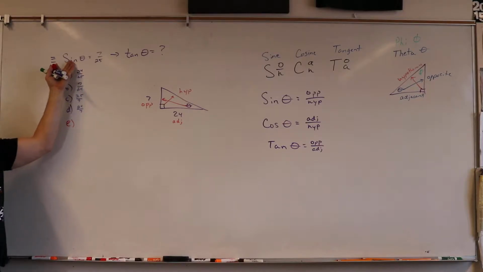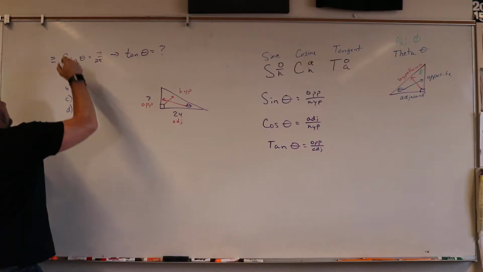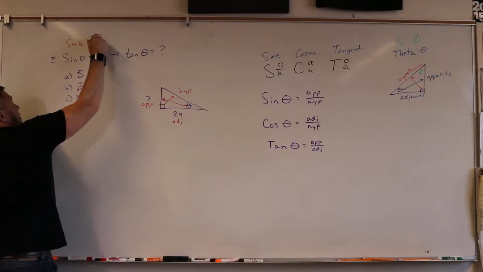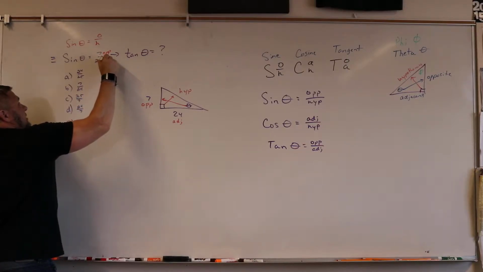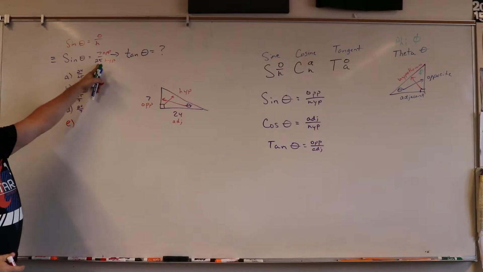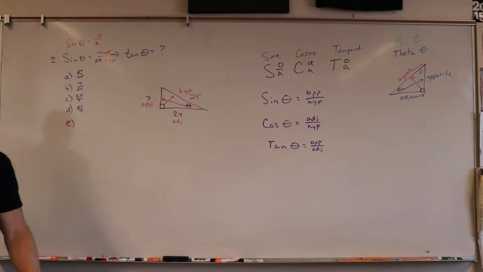If the sine of theta is 7 over 25, well, what's sine? Sine is O over H. So sine theta is equal to O over H. That means this is opposite, and this is the hypotenuse. Well, if that's the hypotenuse, then that would be 25. And this is that Pythagorean triple.